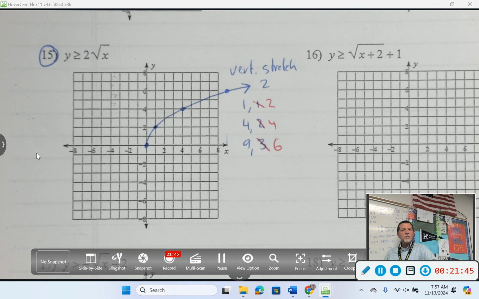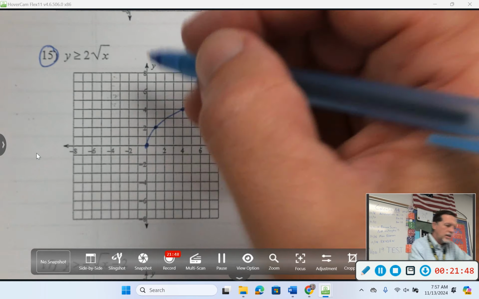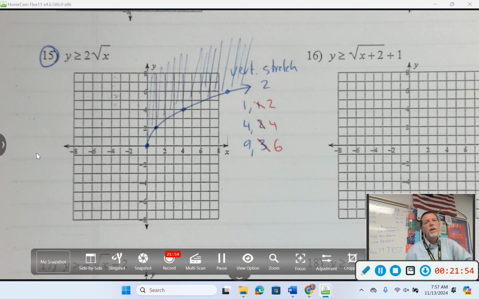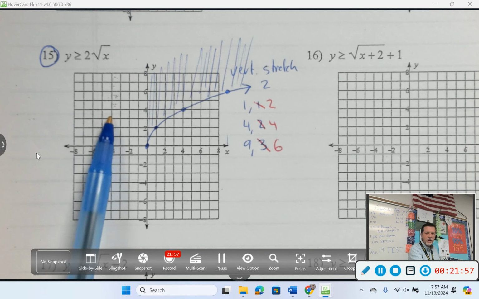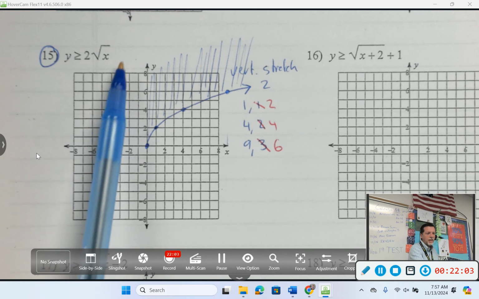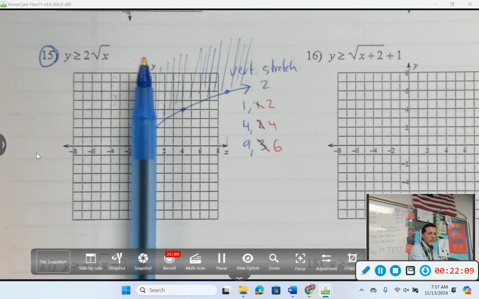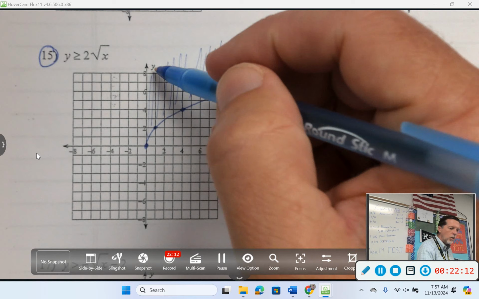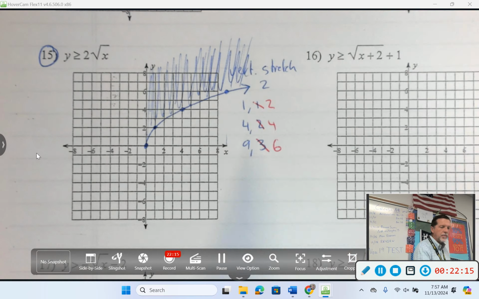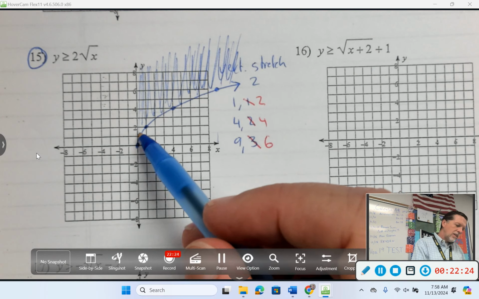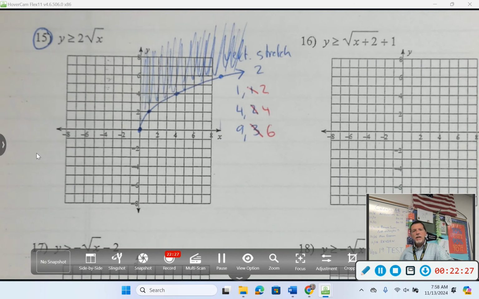Now Ryan's question was a good one about we know we're shading above. We're shading above the square root. Is anything over here in the second quadrant above the square root? No. Another way to think of that is if you plugged in x equals negative 4, you can't do that. So nothing over here is sort of eligible to be an answer. So only above where the graph is. And domain and range don't really make much sense for that, because that's more for graphs than for inequalities.